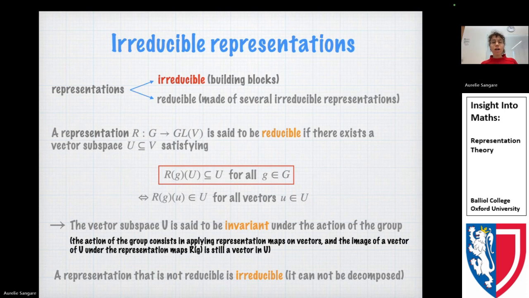Now, I want to emphasize that this is not necessarily the case. By definition, R of G, the representation maps, are linear maps from the vector space V into the vector space V.